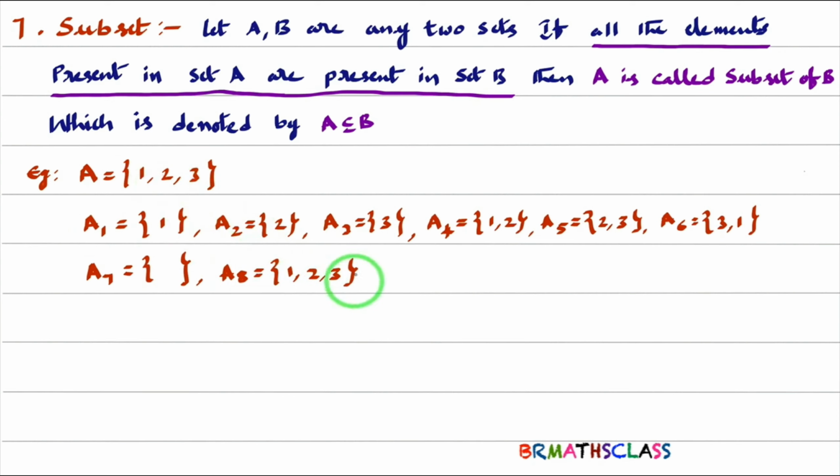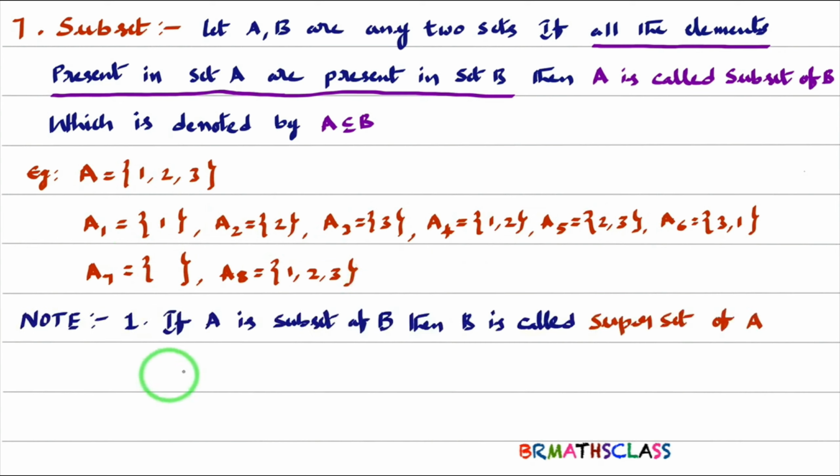Yes, of course, all the elements present in set A1 are present in set A. So, every set is a subset of itself. You observe here, whatever the sets I have written here, all are subsets of A. Now we will learn important notes related to subsets.